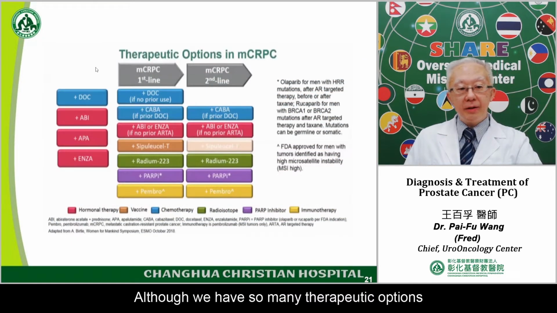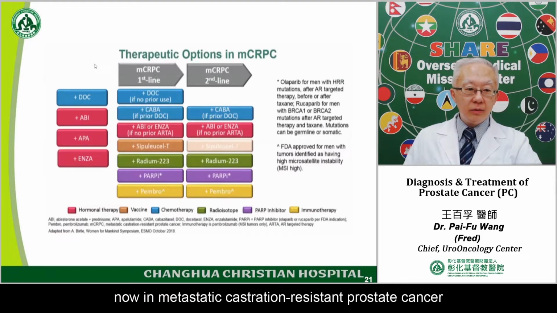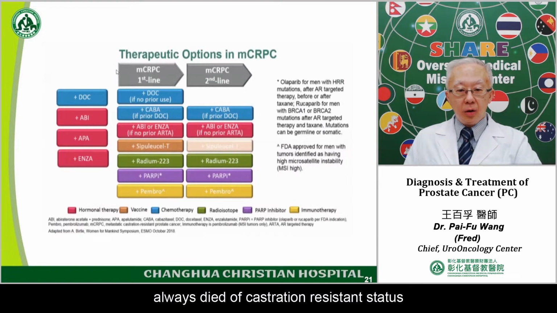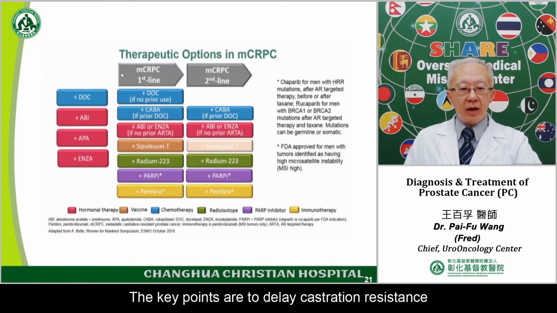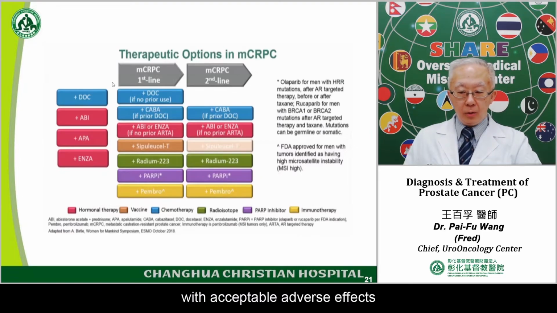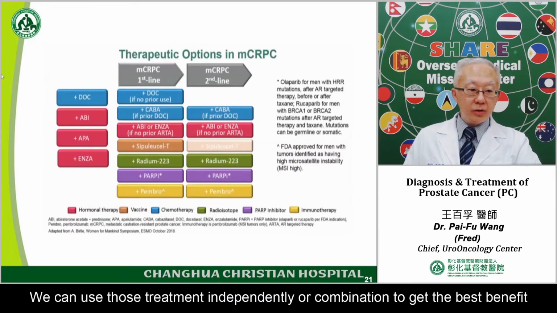Although we have so many therapeutic options now in metastatic castration-resistant prostate cancer, we know patients with advanced prostate cancer always died of castration-resistant status. The key points are to delay castration resistance and prolong the duration of treatment response as long as possible with acceptable adverse effects. We can use those treatments independently or in combination to get the best benefit.